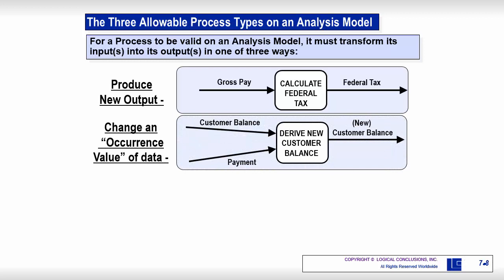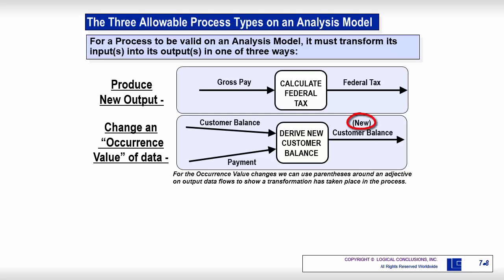Or a process must change an occurrence value of data from its input to its output flow. In my middle example here, customer balance is used to produce new customer balance. Notice the same input and output data flow name, customer balance, but a value change has occurred in the process. I recommend we put parentheses around an adjective on the output data flow name. In my example, new is in parentheses. This means only one definition of the input and output data flow customer balance is needed in the data dictionary. This process transformation type is somewhat easy to recognize.